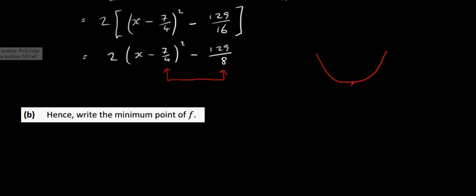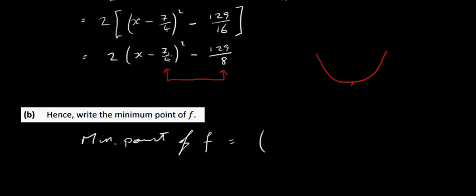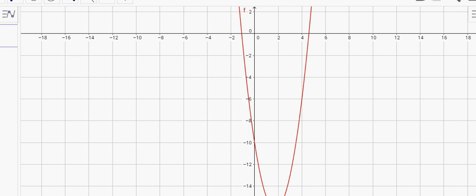So our minimum point of f is just going to be, this is going to give me my x value, but we need to change the sign here, so it's just going to be 7 over 4, and this is going to be my y value, that's going to be minus 129 over 8. Now I've actually drawn this, I'll put that up for you. It looks like this here.